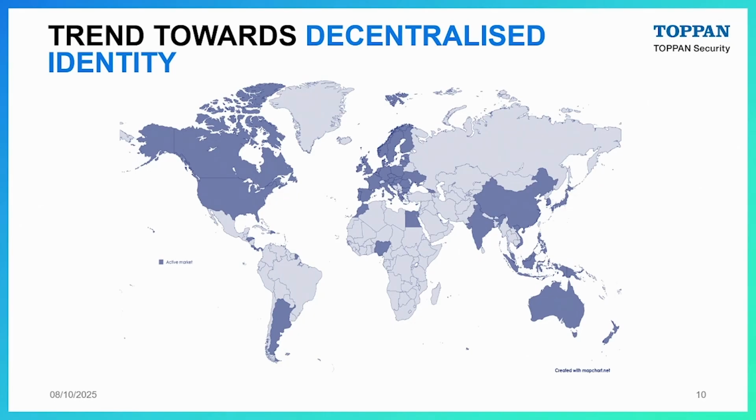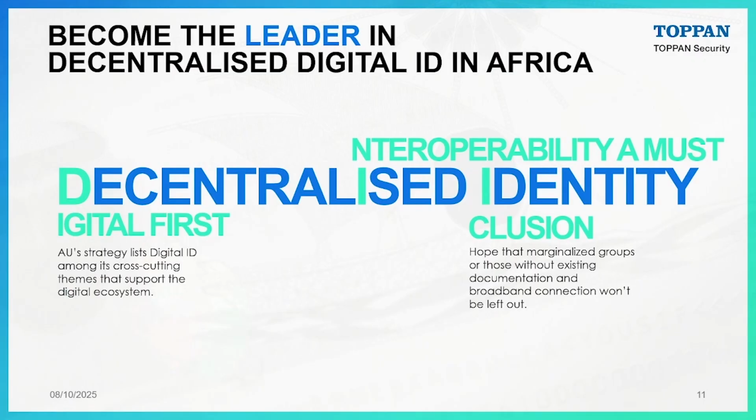So the question is, who's going to become the leader for decentralized ID? And the biggest USP is that it has to be interoperable.